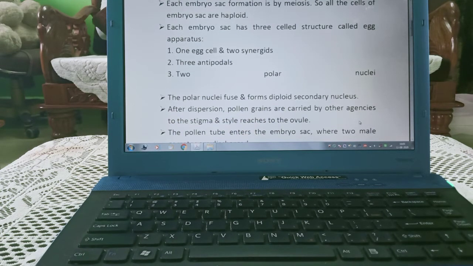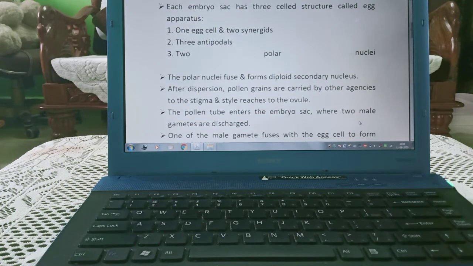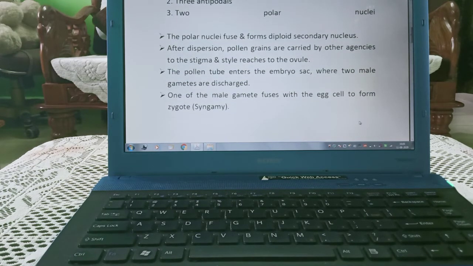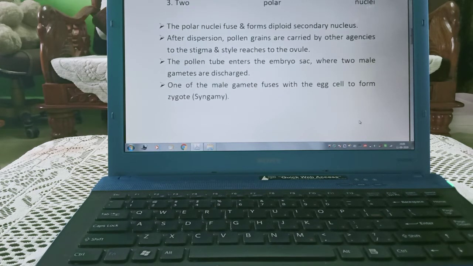Each embryo sac has a three celled structure called egg apparatus, one egg cell and two synergids, three antipodals and two polar nuclei. The polar nuclei fuse and form the diploid secondary nucleus.